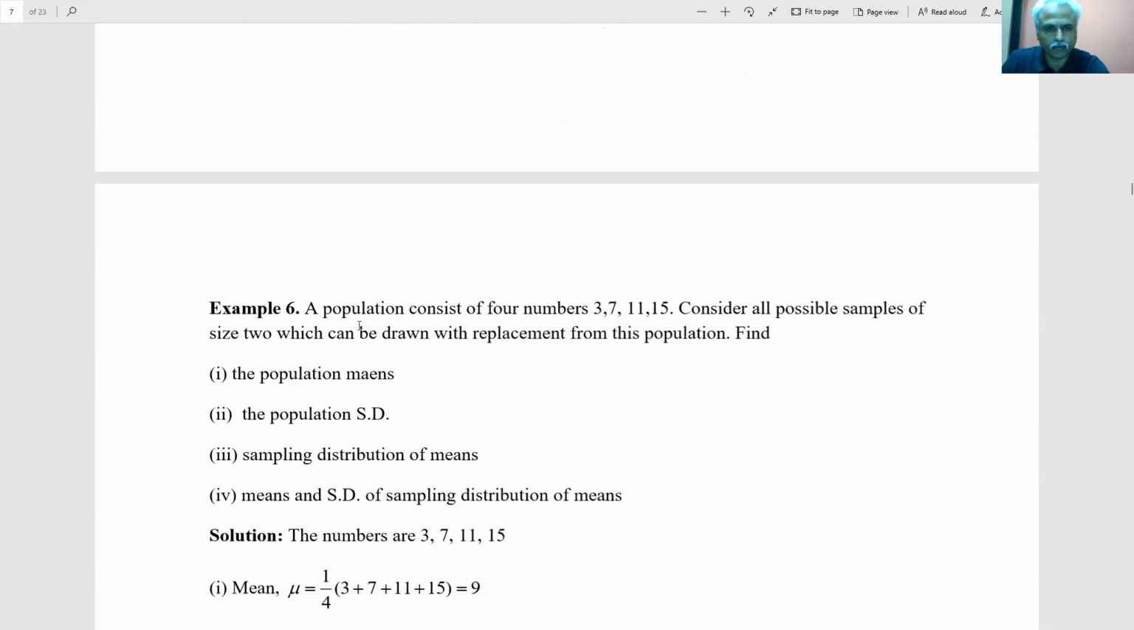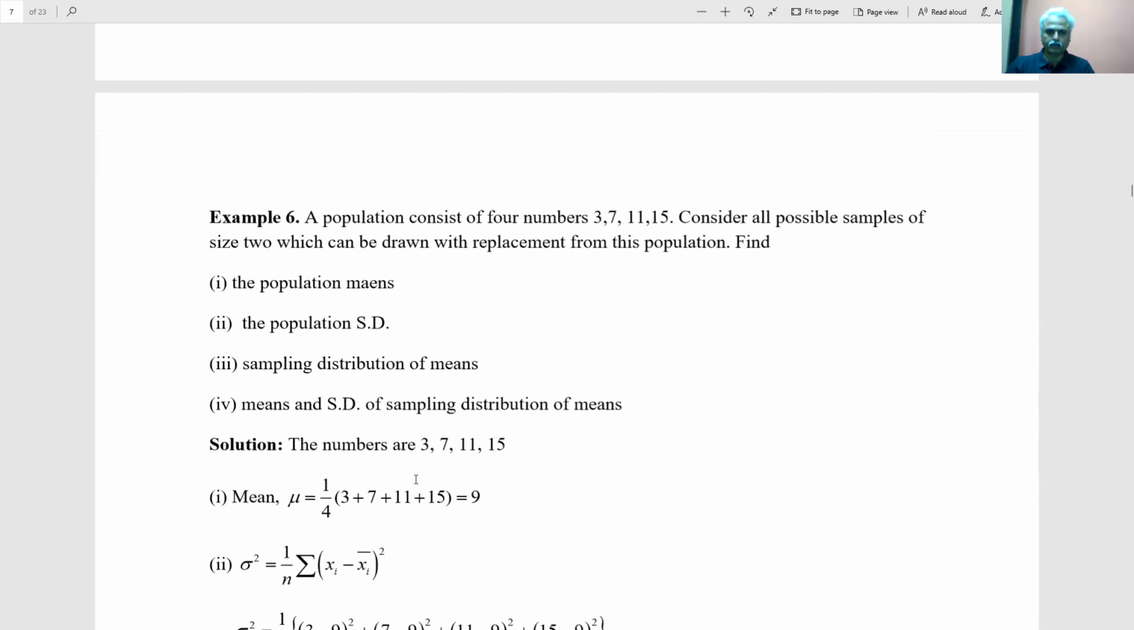Here we go. A population consists of 4 numbers, 3, 7, 11, 15. Some 4 numbers are there. That is a population. Consider all possible samples of size 2 which can be drawn with replacement from the population. Find the population mean, the population standard deviation, the sampling distribution of means. So through this example, I'll tell you the meaning of sampling distribution, and the mean and standard deviation of that sampling distribution. Let us understand these 4 questions.